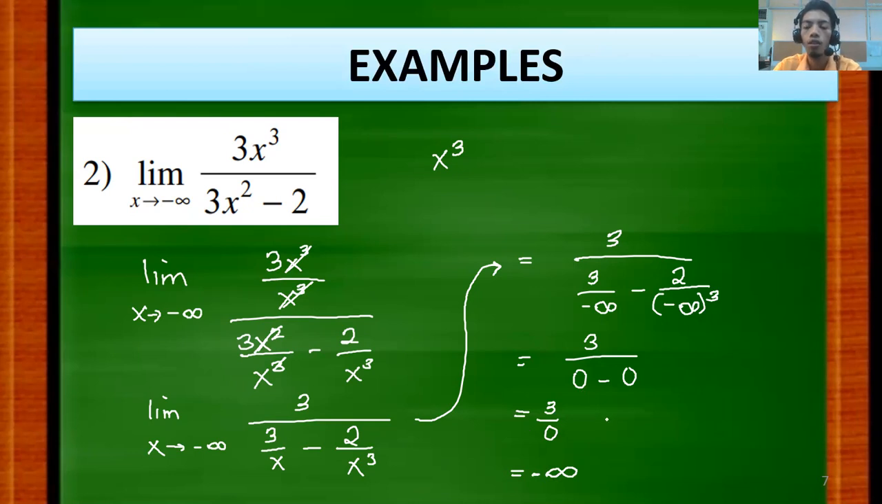Okay? So ano nga ulit ang concept? Lahat ng number na dinidivide sa infinity ay 0 at lahat ng number na dinidivide sa 0 ay infinity. So magka-reverse process lang siya.